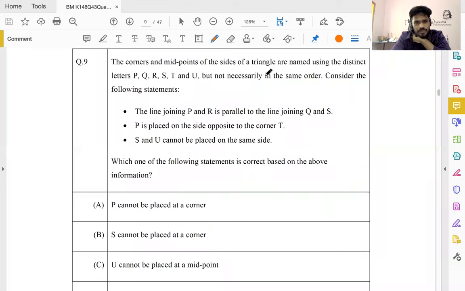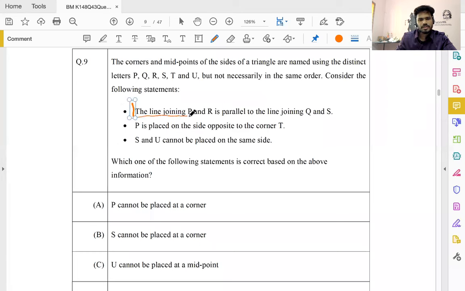Corners and midpoints of the sides of a triangle are named using distinct letters P, Q, R, S, T, U, but not necessarily in the same order. Consider the following statements. Line joining PR is parallel to line joining QS. P is placed on the side opposite to the corner. S and U cannot be placed on the same side.